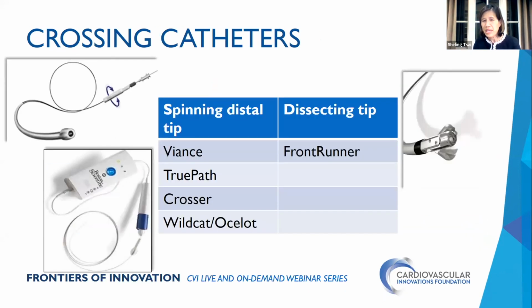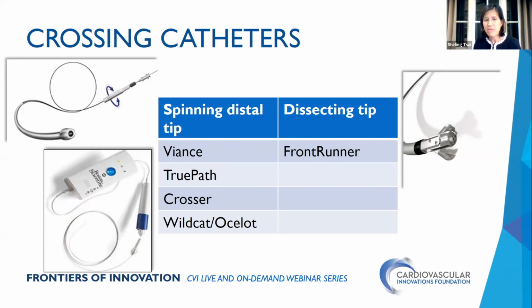So you have the one that has a dissecting tip, like the FrontRunner, where it's basically a pair of forceps that micro dissects through the occlusion. You position it at the top cap, and then you use these forceps that open and close and basically dissect or micro dissect through the occlusion.